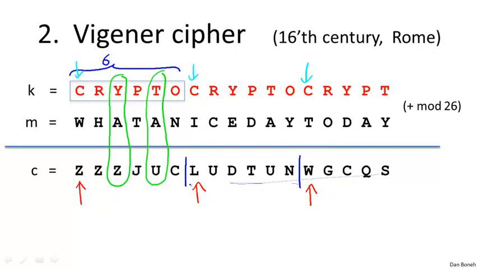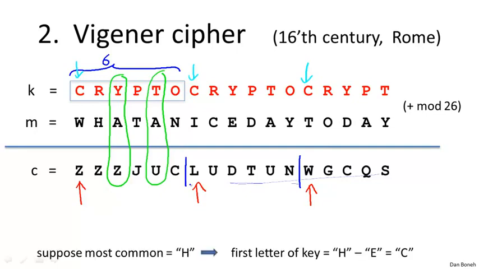Therefore, if I look at every 6th letter, the most common letter in that set is likely to be the encryption of the letter E. Aha! So let's suppose that the most common letter among every 6th letter happens to be H. Then we know that E plus the first letter of the key is equal to H. That says the first letter of the key is H minus E, and in fact, that is the letter C. So now we've recovered the first letter of the key.